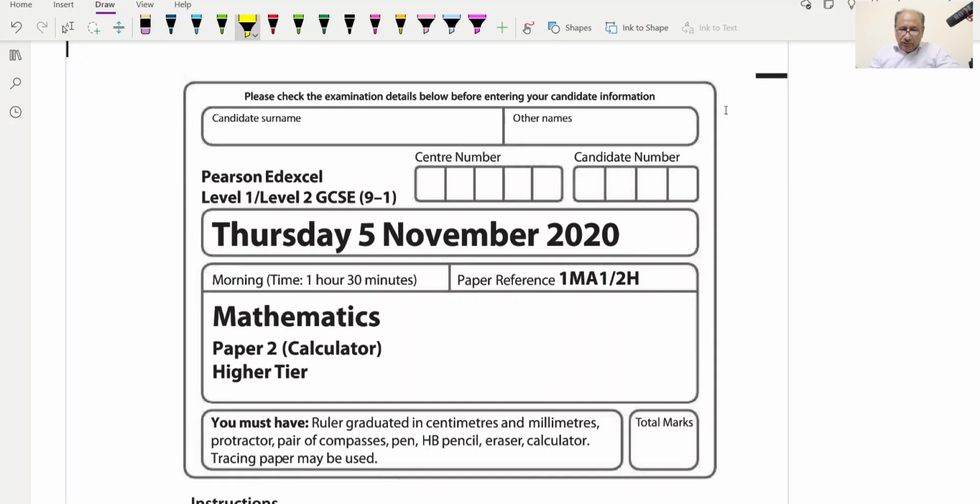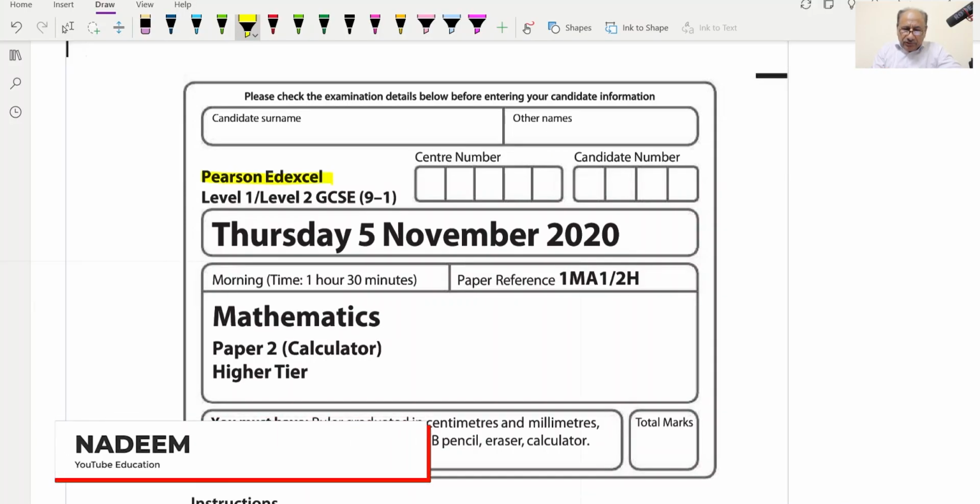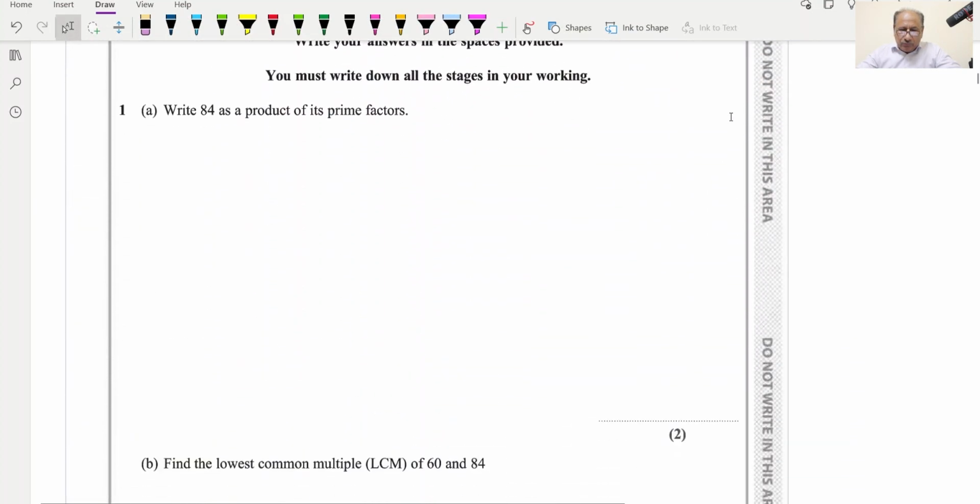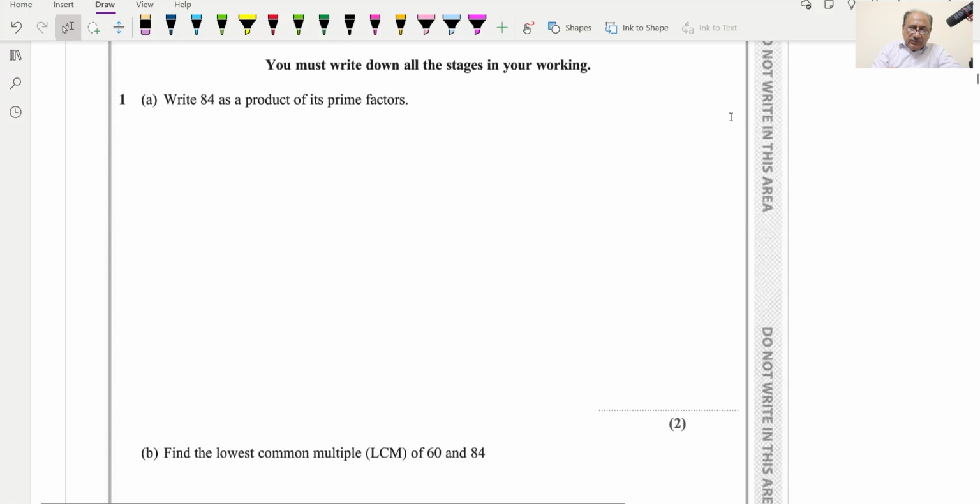Hello everyone, today we'll be going through Pearson Edexcel Level 1, Level 2, GCSE 9-1, Mathematics Paper 2, this is Calculator Paper 1, MA12H, 5th November 2020. Let us move to question number 1. It says, write 84 as the product of prime factors.